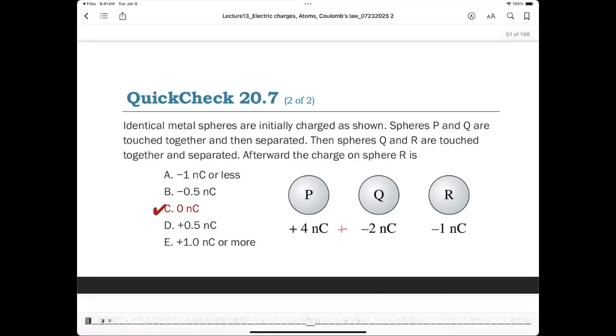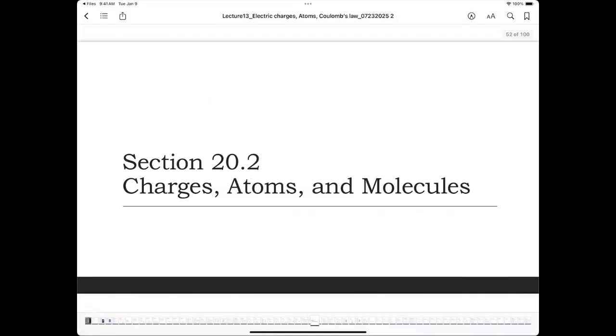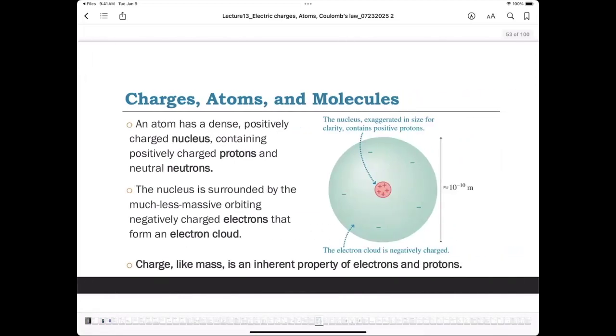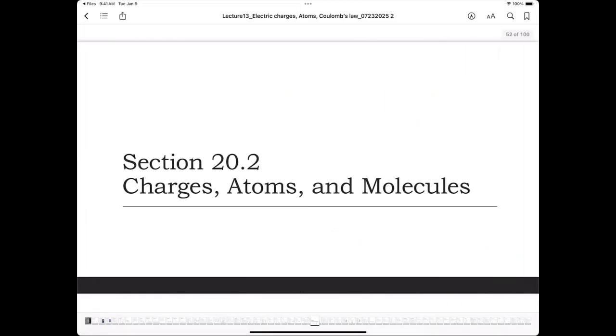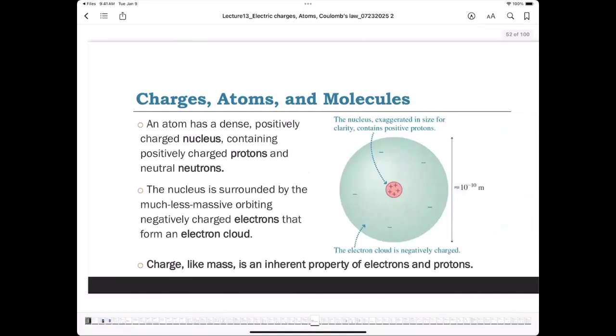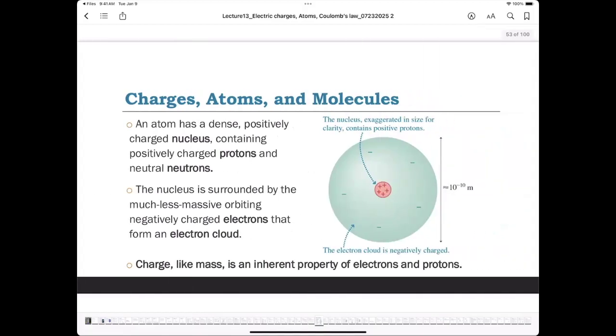Okay, let's continue. Let's talk about charges, atoms, and molecules. An atom has a dense, positively charged nucleus. For this section, there are so many definitions and theory things, and I hope you will not be confused. If you have any questions, just let me know.